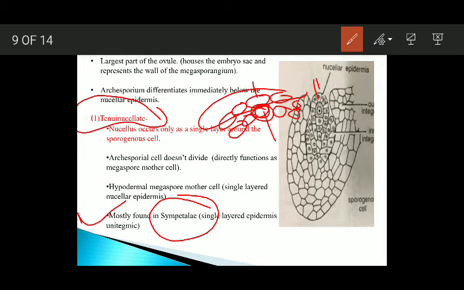Since you have a single layer of epidermis, the ovules are definitely going to be unitegmic. This is very much important. The tenuinucellate ovules are unitegmic.